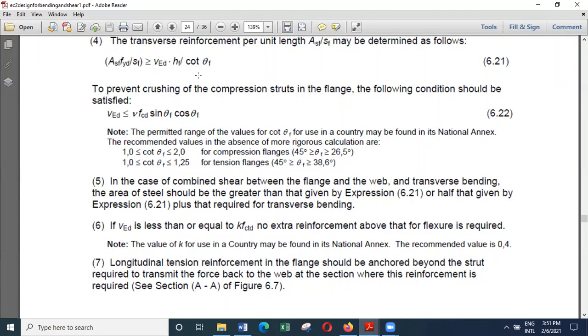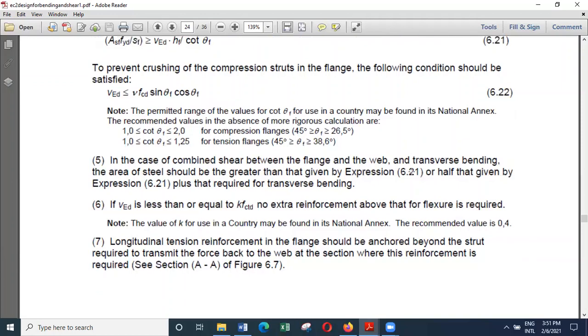Either you have to provide this, or half that is given by this expression plus what we need for the bending in the slab. So either provide this or provide half of this plus what we need for bending in the slab. So that is what you provide if we need reinforcement to resist the failure between flange and the web.